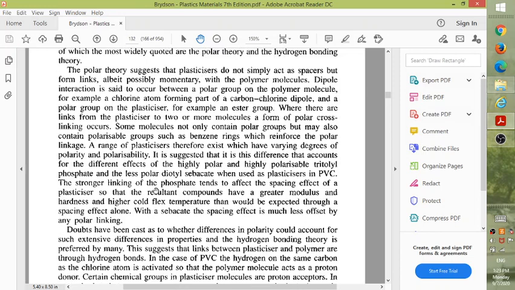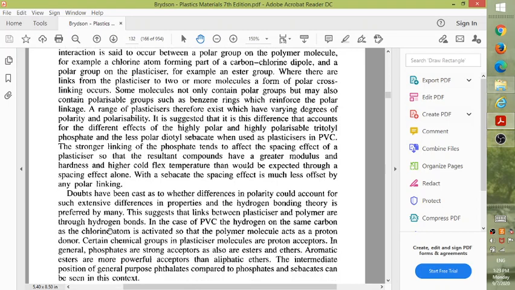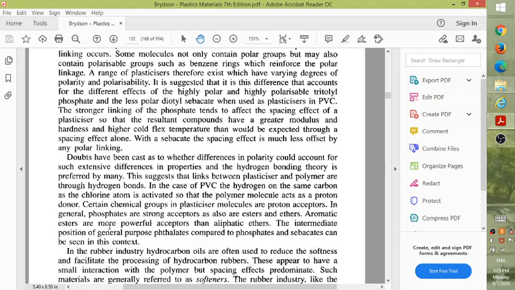So tricresyl phosphate gives higher modulus and the other gives a little bit less. Doubts have been cast as to whether difference in polarity could account for such extensive differences in properties, and the hydrogen bonding theory is preferred by many. So there were doubts among the scientists whether all these effects can be due to polarity or there is something else. So someone suggested the hydrogen bonding theory.